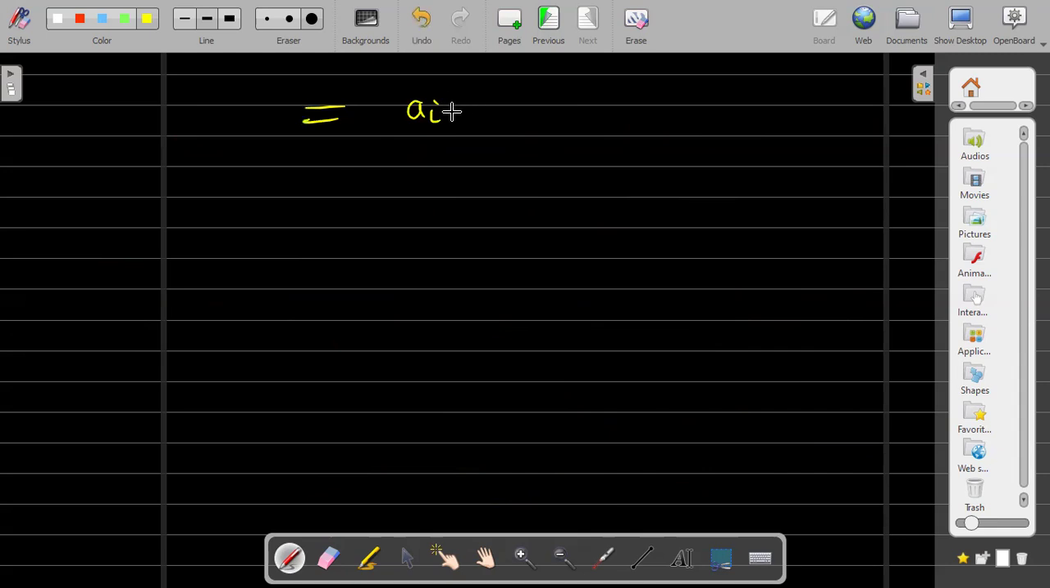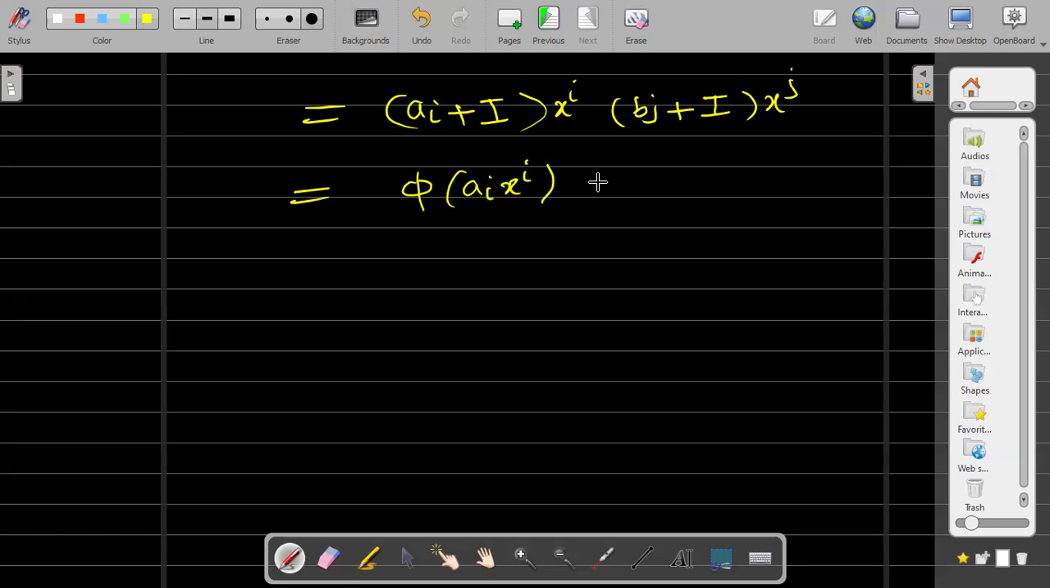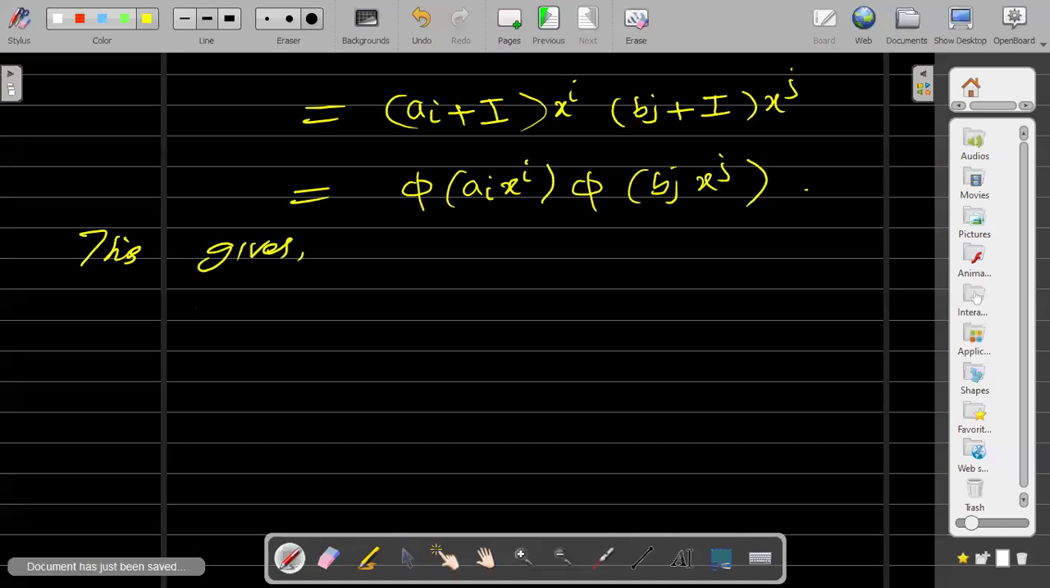This is equal to (a_i + I)x^i and then (b_j + I)x^j, and this is nothing but phi of a_i x^i and phi of b_j x^j. This is true for each i, j. So this you can easily verify. This gives phi of p(x)q(x) is equal to phi of p(x) times phi of q(x).